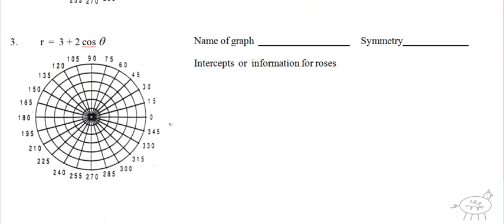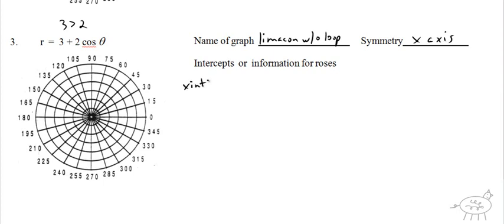So it's 3 plus 2 cosine of theta. So what do you guys recognize this one as? Right, 3 is greater than 2. And what is greater? Greater is, get out of here, loop! So it's a limaçon without a loop. Symmetry, it's cosine, so it's x-axis. Okay, so let's do it.